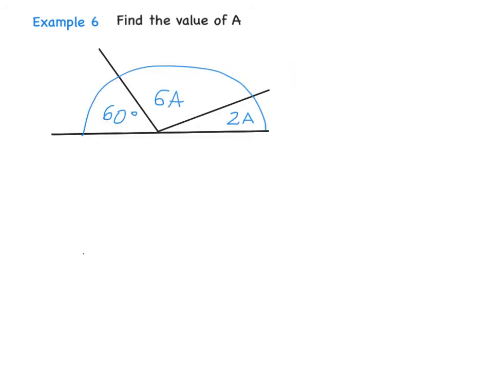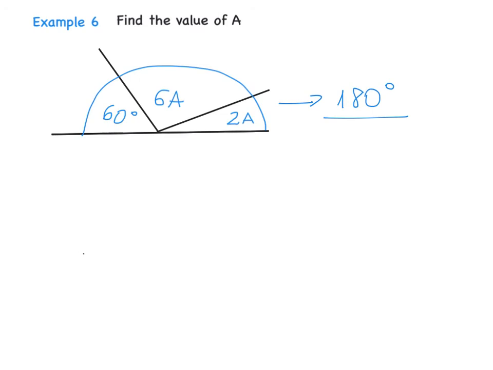And here we need to find the value of a. It might be a, it might be x, it might be any letter, okay? So we know that this is 60 degrees, this is 2a, and this is 6a, and we don't know what a is. So first of all, what do we know? We know that this is straight angle. This is the angle on the line, okay? Straight angle, and straight angle is always 180 degrees.